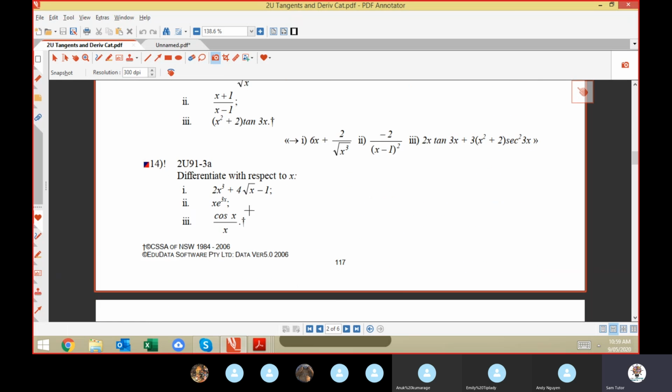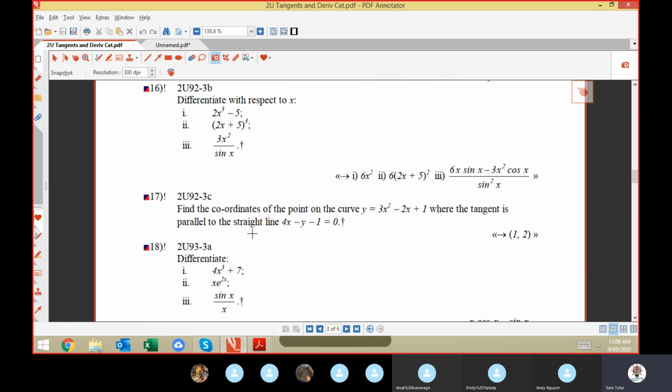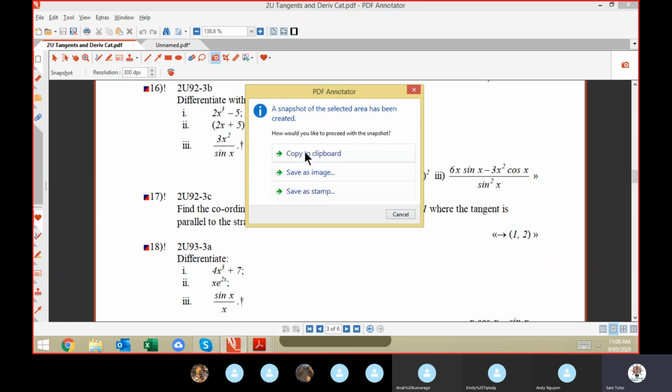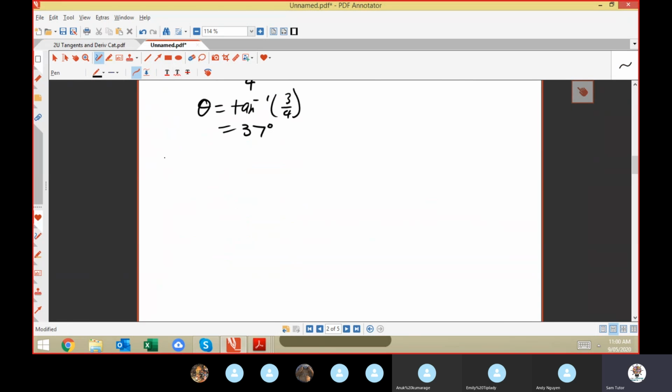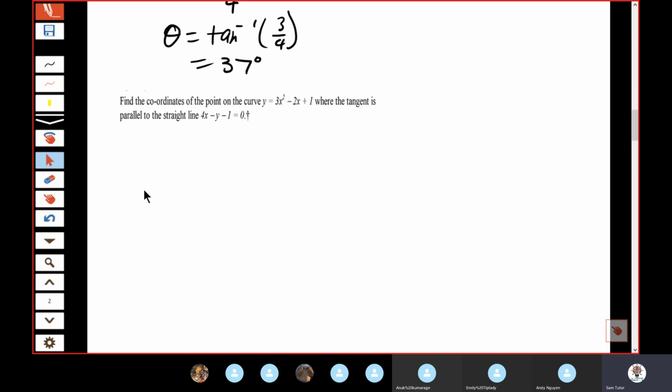We just did that. Find the equation. Find the coordinates of the points where the tangent is parallel. That one. Okay. Find the coordinates of the points. So now we're actually trying to find the points, x and y, on the curve y equals 3x squared, take away 2x plus 1, where the tangent is parallel to this straight line.